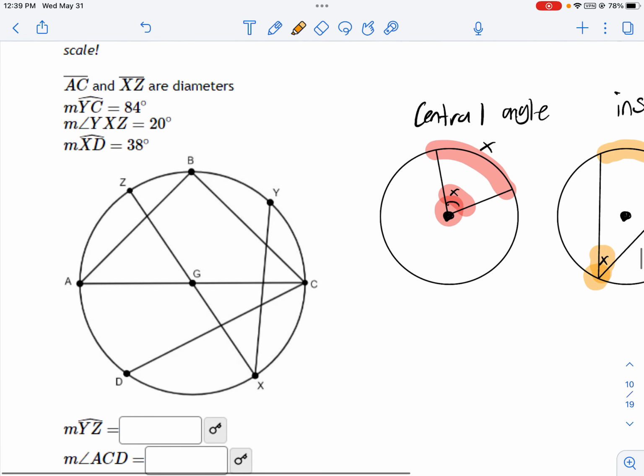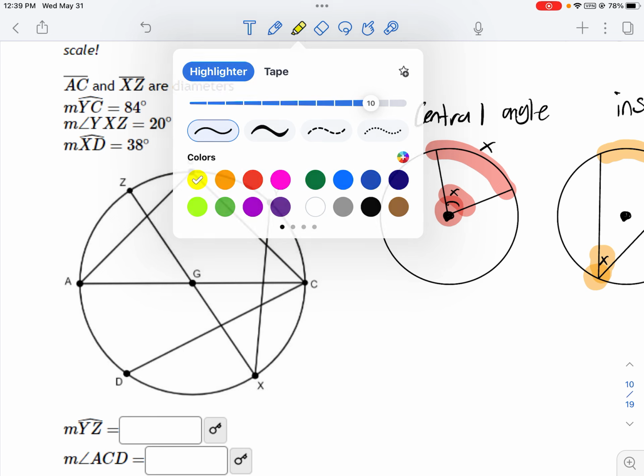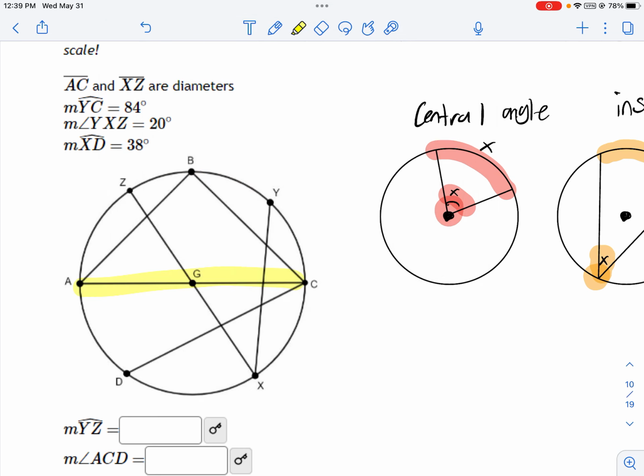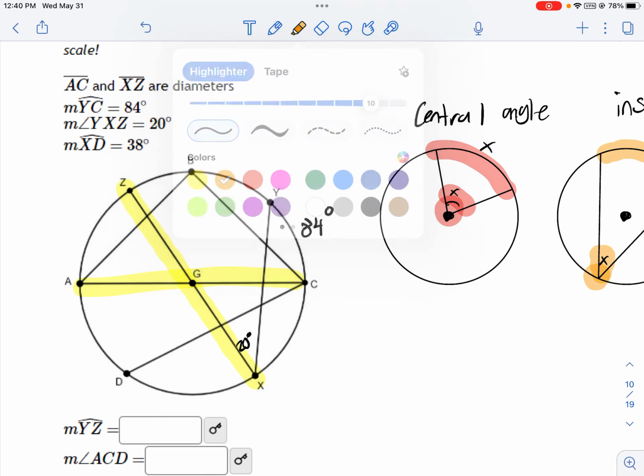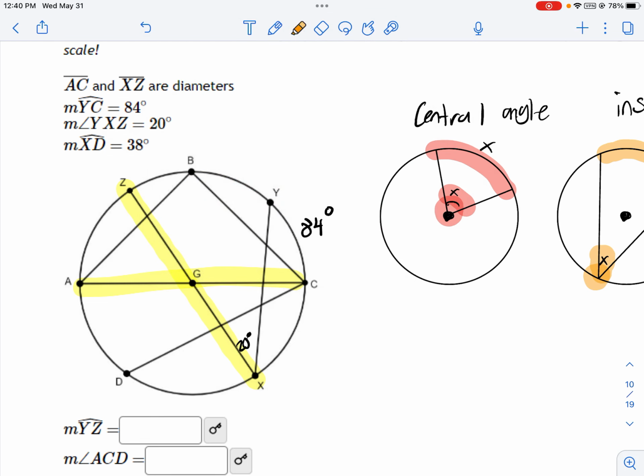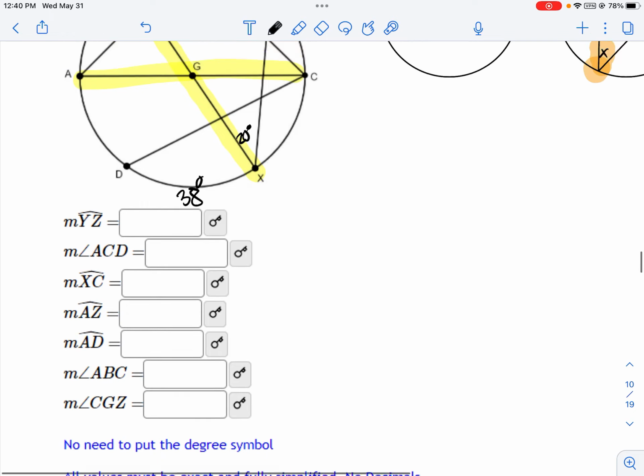Okay, so looking at this one, we have a couple pieces of information. First off, we're told that A to C and Z to X are diameters. Helpful information there. Then we're told that the measure of the arc from Y to C is 84 degrees. The measure of the angle from Y to X to Z is 20 degrees, right? Y to X to Z. Okay, and then we're also told that we have the measure of arc X to D, which will be down here, is 38 degrees.